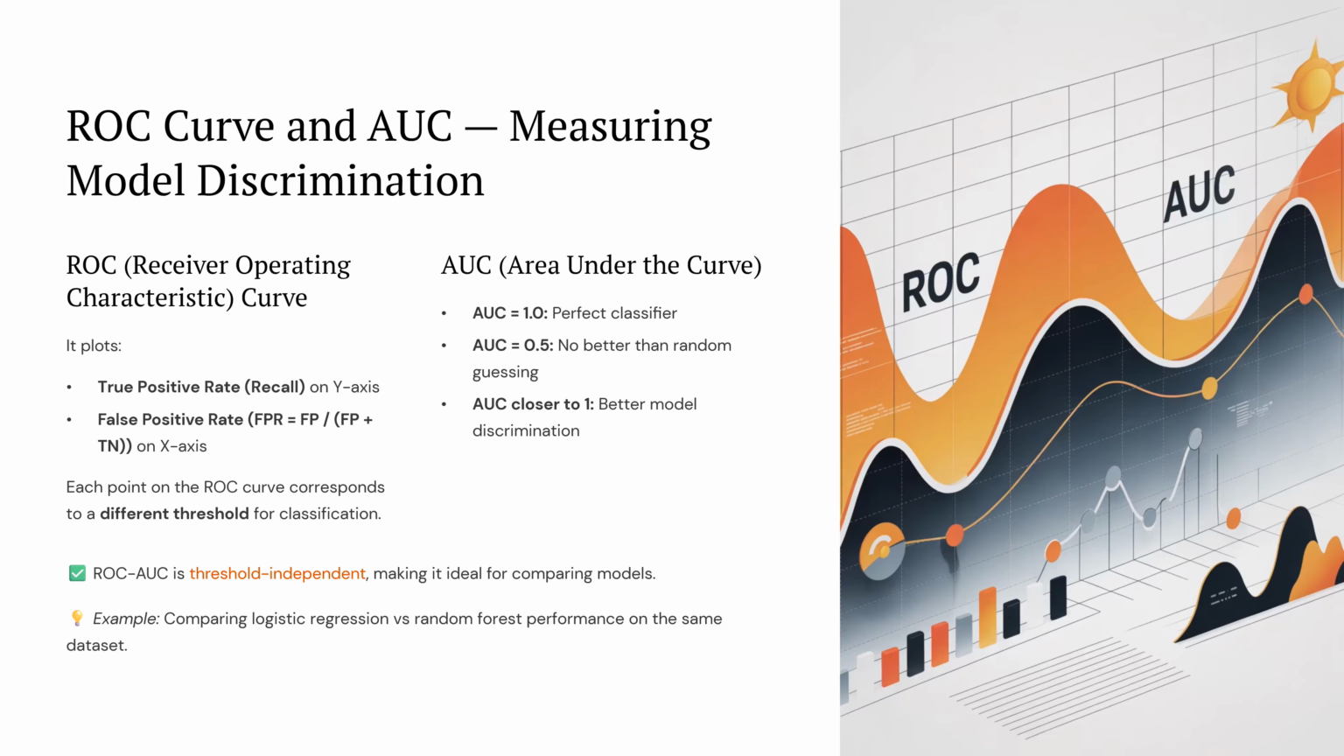The ROC curve shows how well a model separates positive and negative cases. It plots true positive rate, or recall, on the y-axis and false positive rate on the x-axis. The AUC, or area under curve, measures overall performance. A value close to 1 means the model is excellent, while 0.5 means it's no better than random guessing. So higher AUC means better model discrimination.